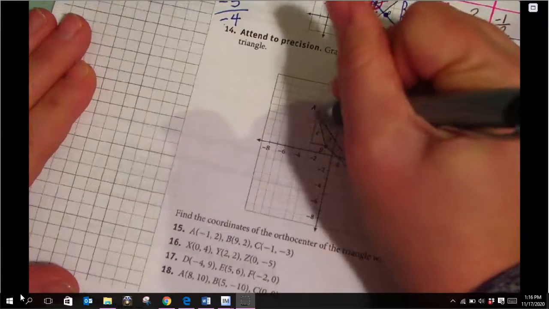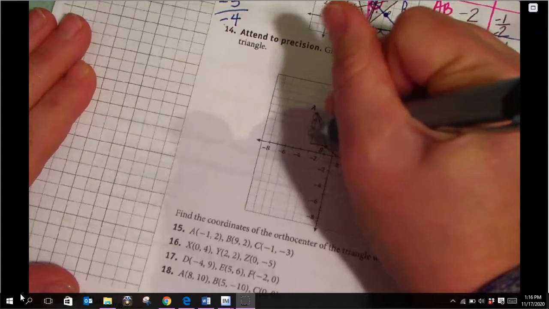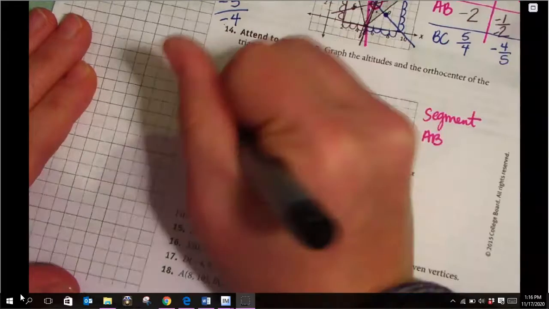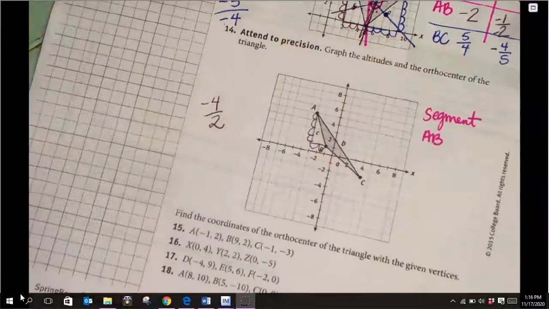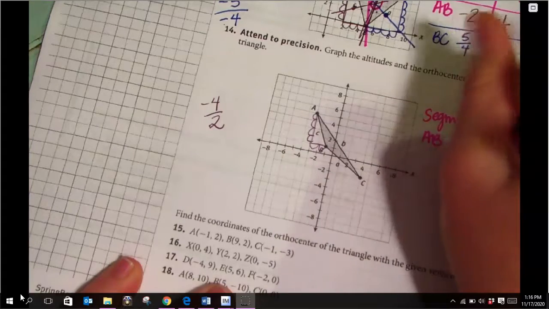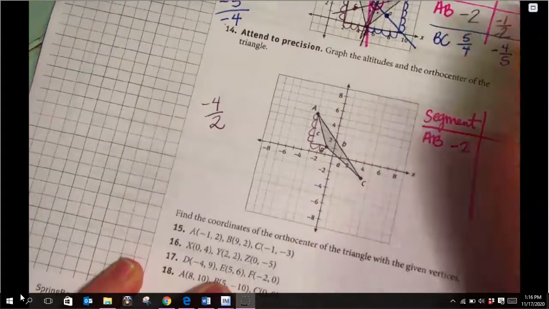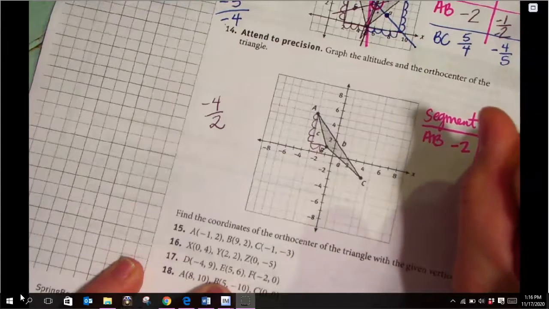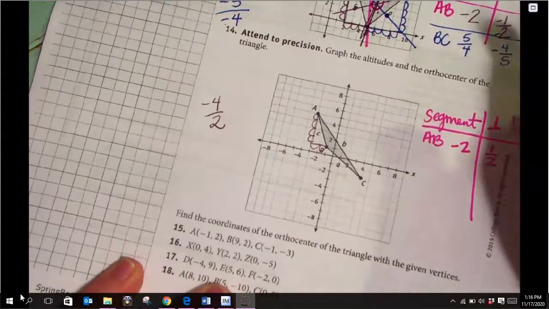So I go down 1, 2, 3, 4. So down 4, 1, 2 to the right, which is positive. So that's negative 4 over 2. Negative 4 over 2 is going to be negative 2. The next thing that I need is the perpendicular slope, which will be positive 1/2.